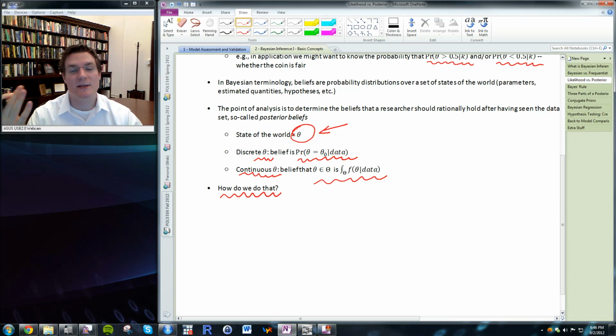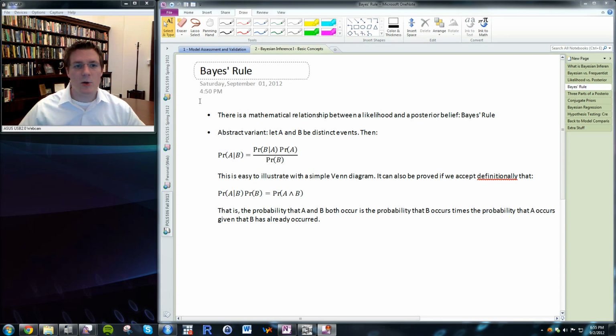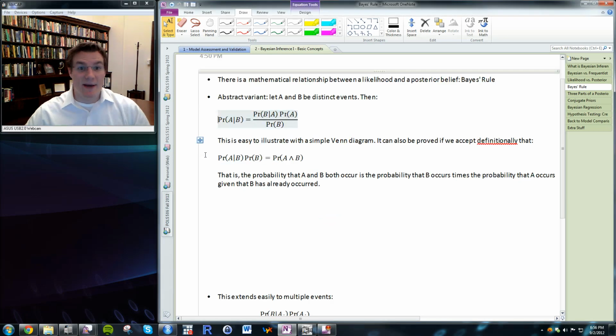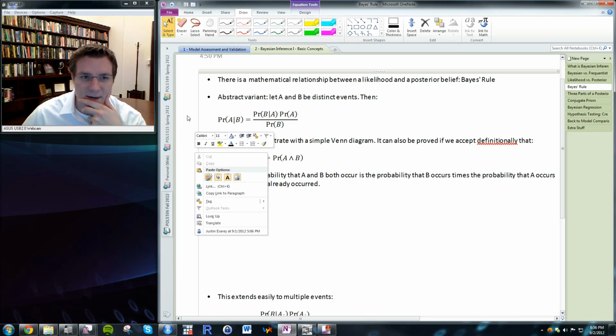Bayes' rule gives us a way of translating evidence into beliefs. So that's why it's called Bayesian statistics, because Bayes' rule is at the heart of it. And now we're going to talk about how one would actually do that. So Bayes' rule is the mathematical statement of the relationship between likelihood and our posterior beliefs about a parameter. Now, Bayes' rule doesn't necessarily apply just to beliefs. In fact, it doesn't apply to just beliefs. It's an abstract idea. It comes out of probability theory.